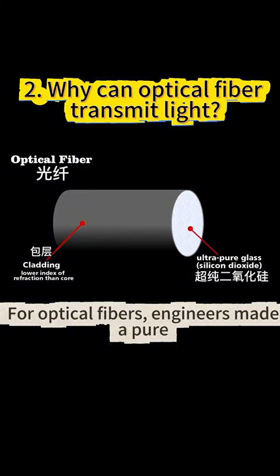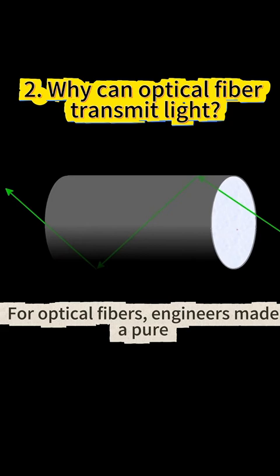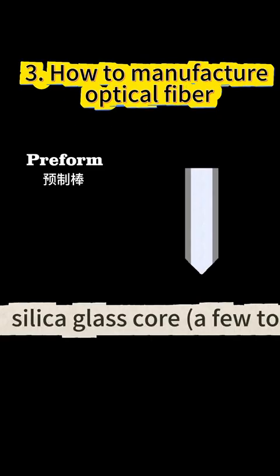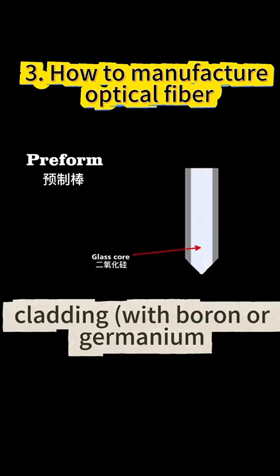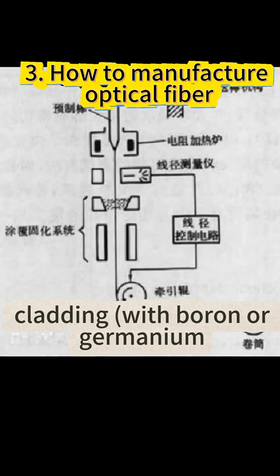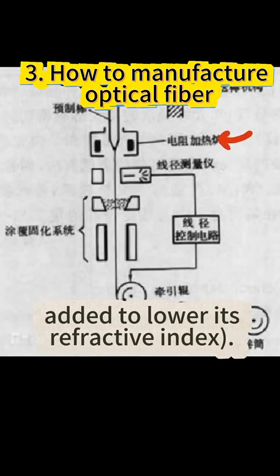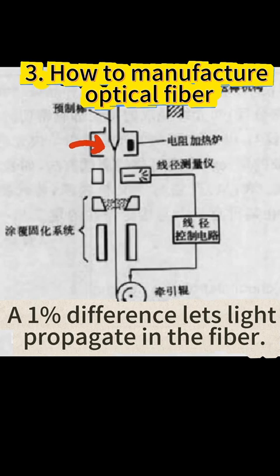For optical fibers, engineers made a pure silica glass core a few to dozens of microns in diameter, and a silica cladding with boron or germanium added to lower its refractive index. A 1% difference lets light propagate in the fiber.